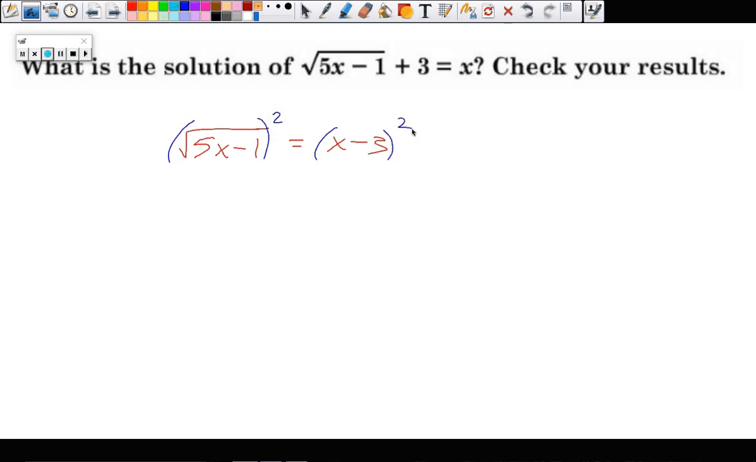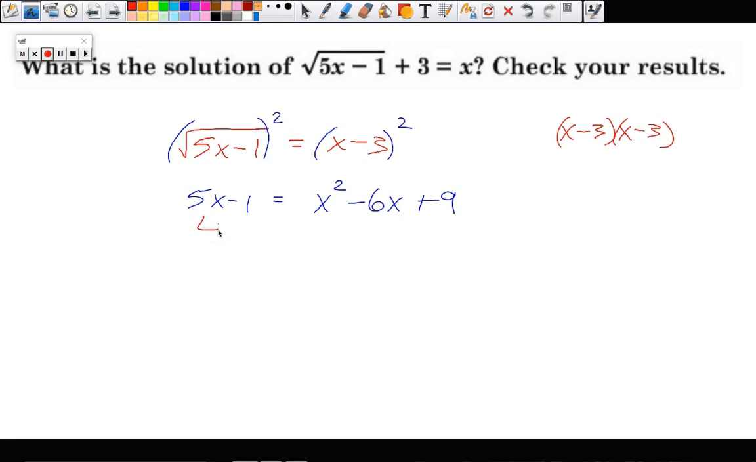The left side becomes 5x minus 1. The right side, careful, becomes x squared minus 6x, plus 9, yes, because it's a negative times a negative. A perfect square trinomial. If you have to do it on the side, show the work, please do so. I'd rather you get it correct and not miss it by negatives and whatnot.